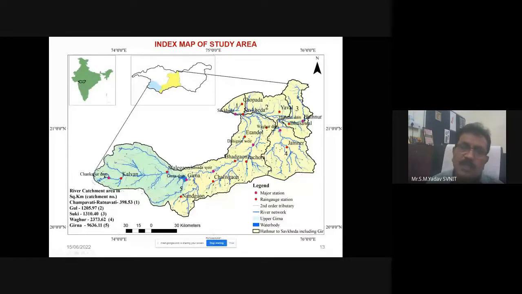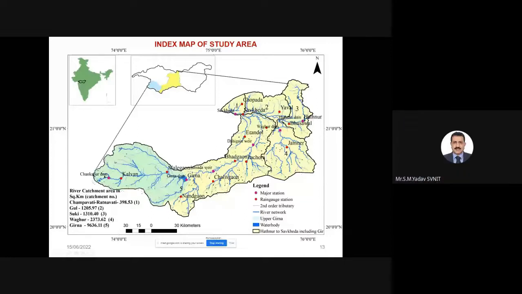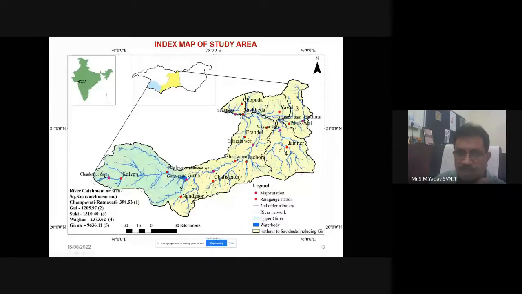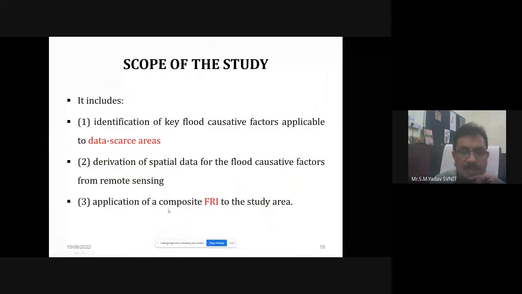What is the scope of the study? To develop a spatial flood risk index map for the part of Middle Tapi subbasin using geospatial and AHP approach, by applying remote sensing based composite flood hazard index and flood vulnerable index. That includes identification of key flood causative factors applicable to data scarce areas, derivation of spatial data for the flood causative factors from remote sensing, and application of a composite FRI to the study area.